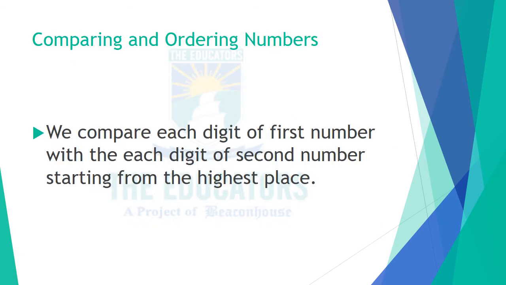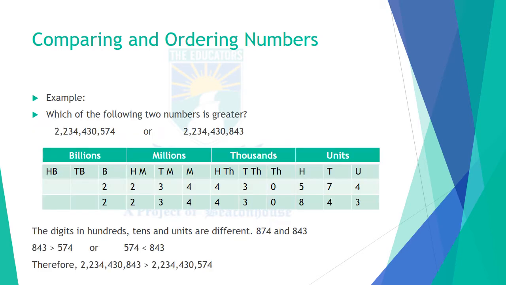Comparing and ordering numbers. We compare two or more numbers with different numbers of digits. The number with the most digits is the greater number, and the number with the least digits is the smaller number. Look at the example. Which of the following two numbers is greater? 2,234,430,574 or 2,234,430,843.